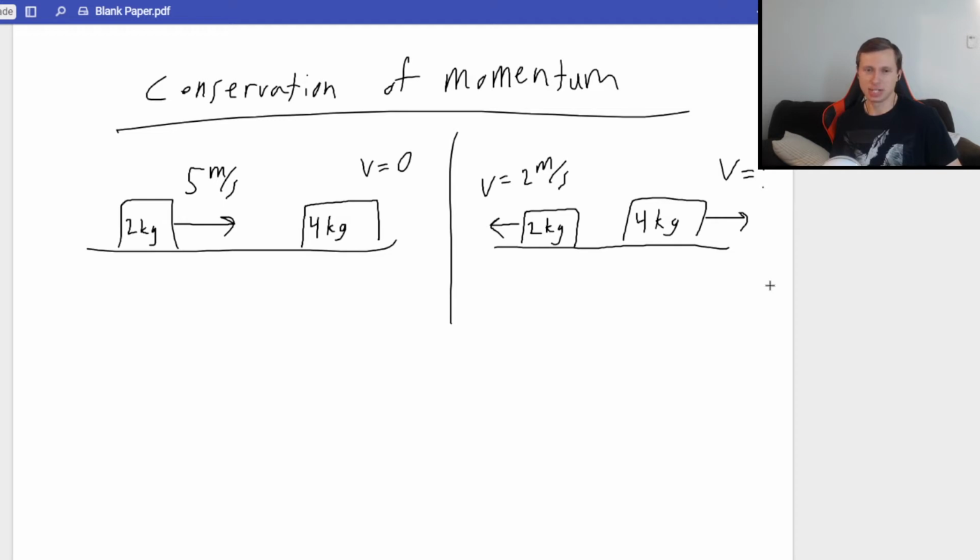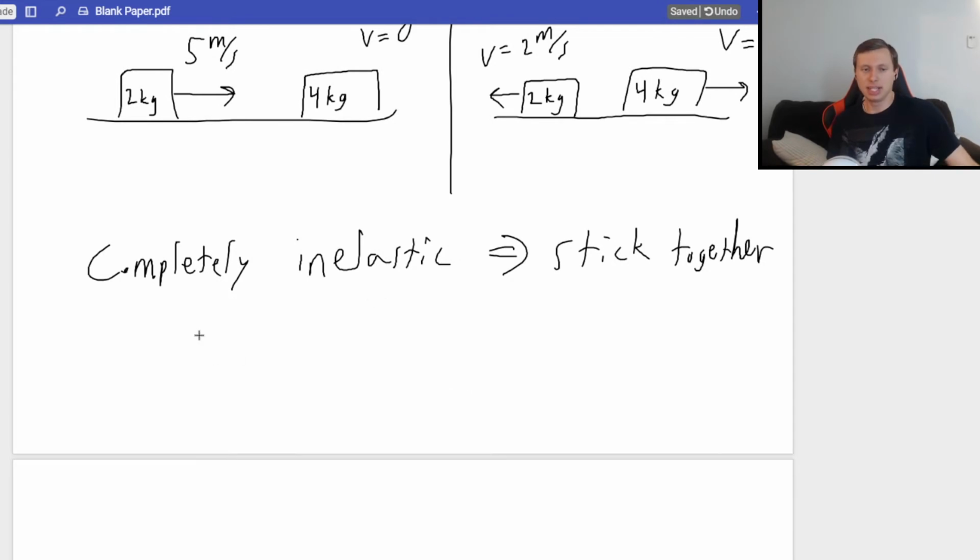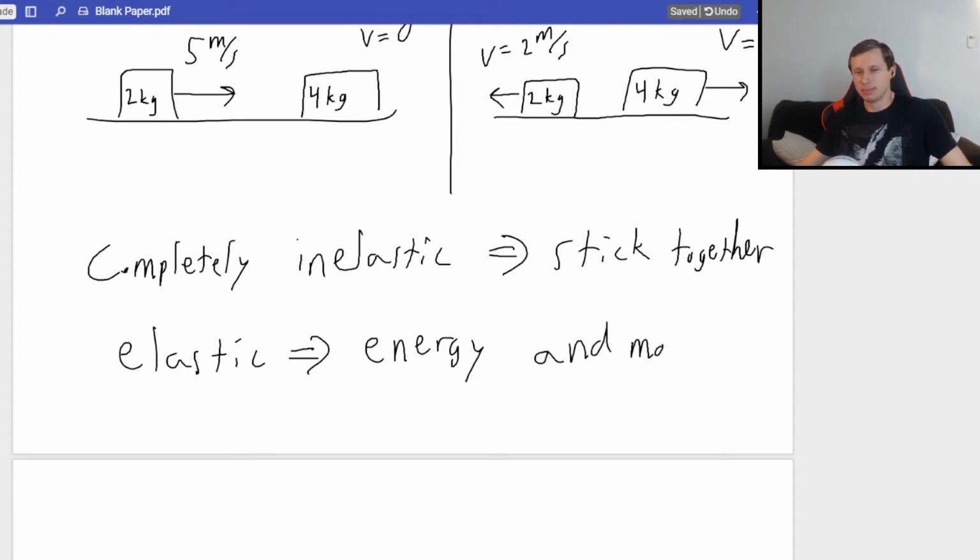Now, what's the difference between elastic and just regular inelastic? Oh, I should have written. Sorry. Completely inelastic. This is when the objects stick together. You know it when you see it. Okay, what's the difference between inelastic and elastic? Anyone know? Great. Elastic is when energy and momentum are conserved.